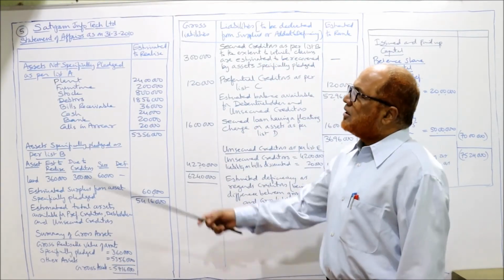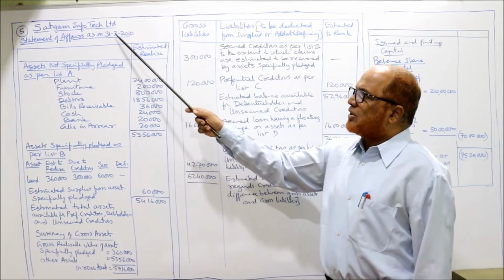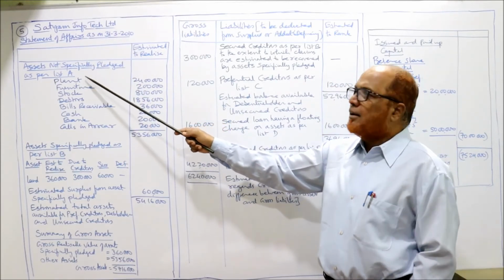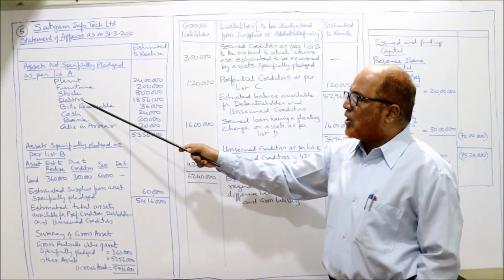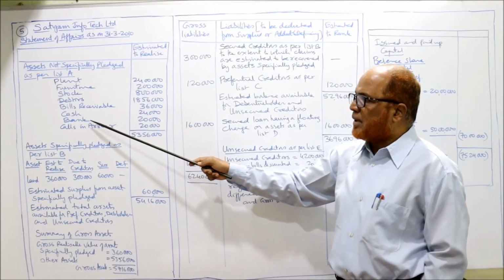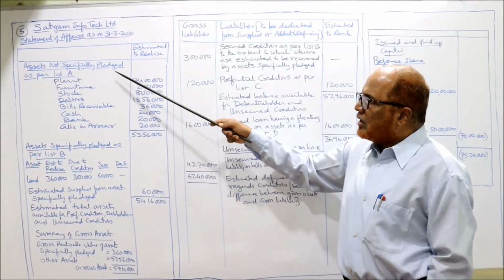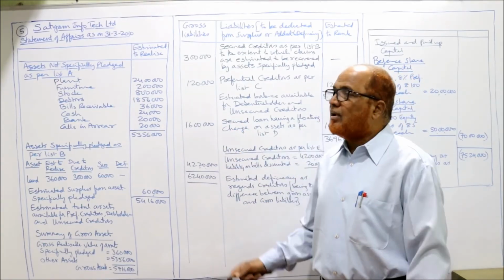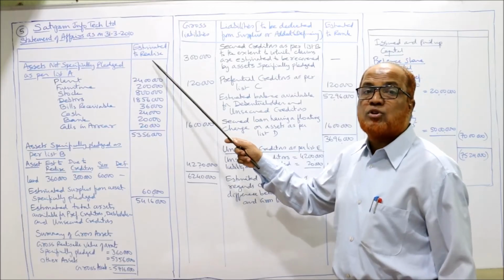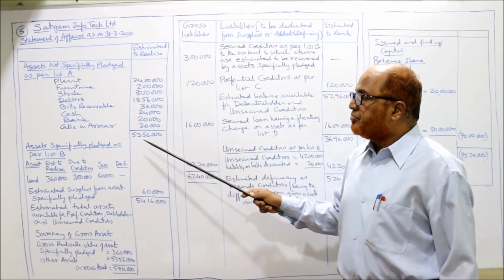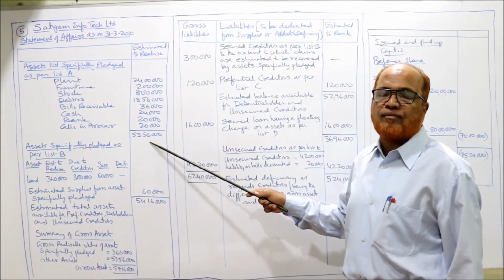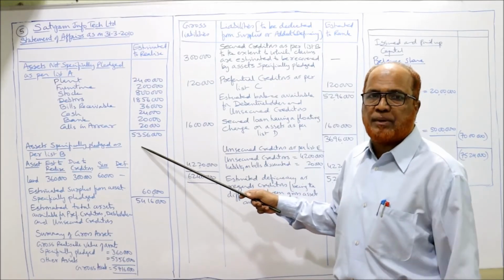No change. So Satyam Infotech Limited statement of affairs. Assets not specifically pledged as per list A: plant, furniture, stock, debtors, bills receivable, cash, bank, calls in arrear. All these are the assets not specifically pledged. Just now I have explained, we have to take the realizable value, we should not take the book value. Then 53 lakh 56,000 is the total estimated realizable value of assets not specifically pledged.